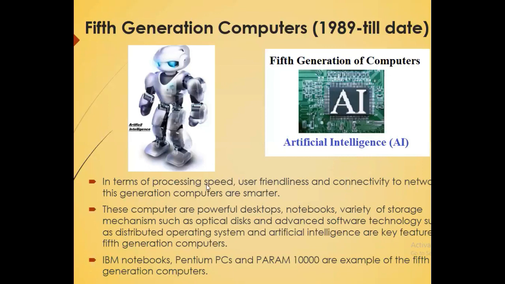Nowadays advanced CPUs are being introduced, for example processors like i3, i5, i7, and RAM of very high capacity, 8 or 16 GB, is used in this type of computers. Now a few examples are IBM, that is International Business Machines, notebooks, Pentium PCs, and Param 1000. Param 1000 is a supercomputer built by India. Okay, these are fifth generation computers.